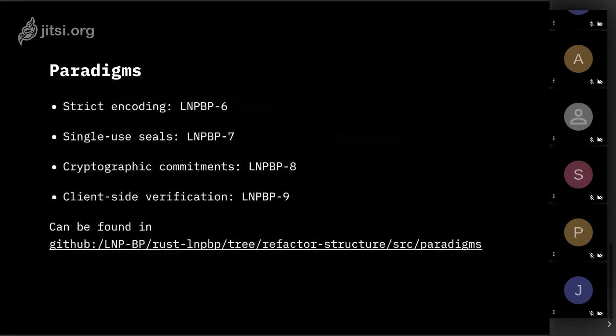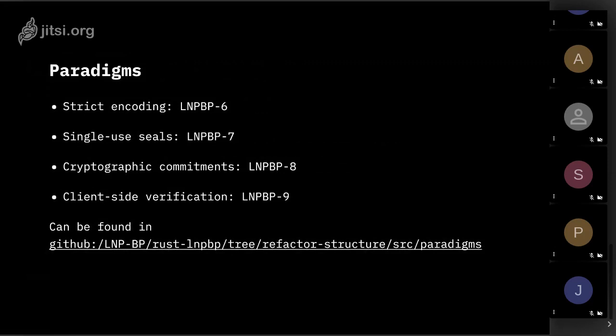There are four main paradigms used by RGB, which are very important to understand. They are all completely independent from each other, and they are assembled into a singular system at the level of RGB itself. These paradigms are not even Bitcoin specific. They are development and architecture paradigms that can be applied to many systems outside of Bitcoin.